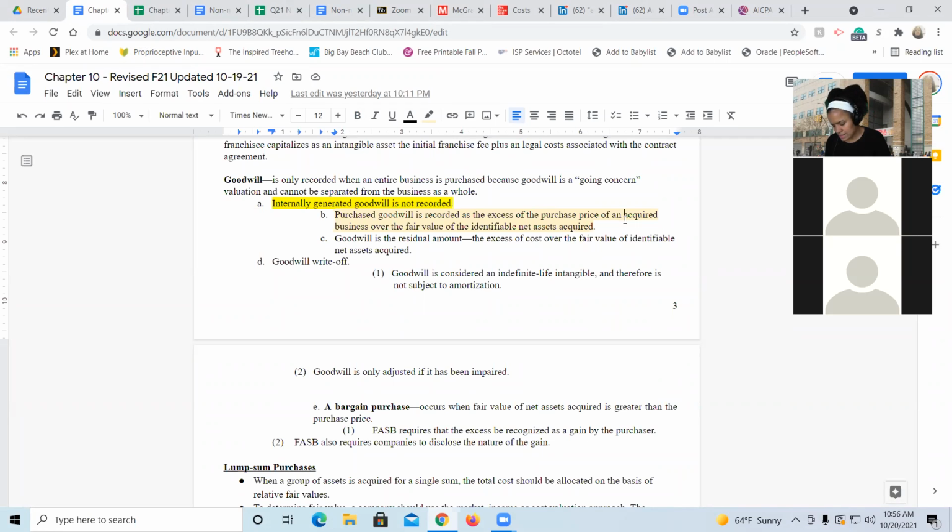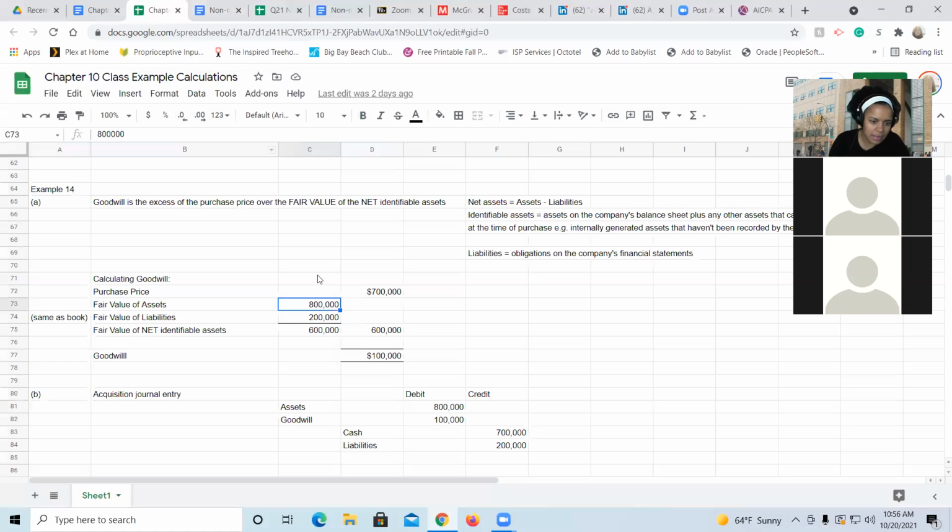So Winans bought Omont. Winans paid $700,000 to buy Omont. Omont's fair value of assets was $800,000 as given in the question. And then they just said that the liabilities book value was $200,000. They didn't say anything about fair value. But we know that if the question's silent about the fair value of the liabilities, the fair value and book value are the same.